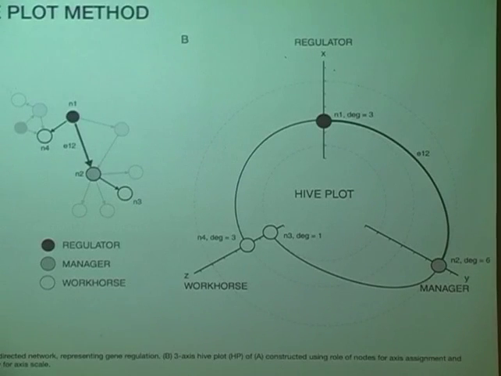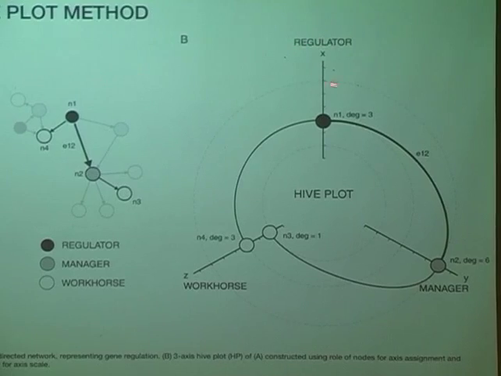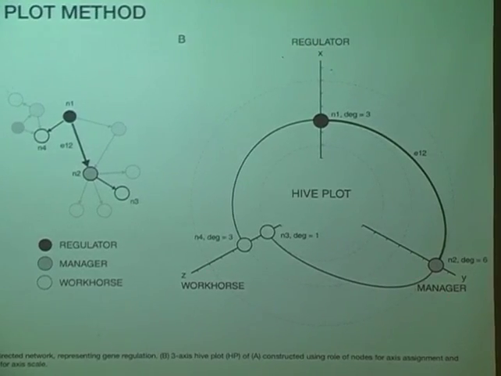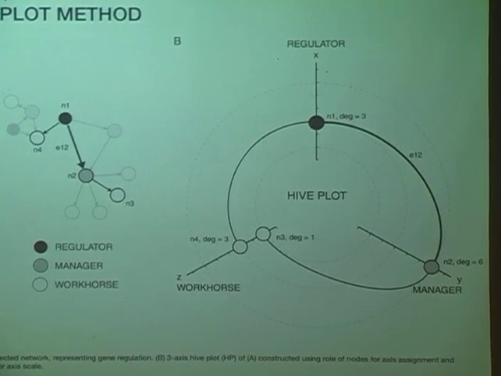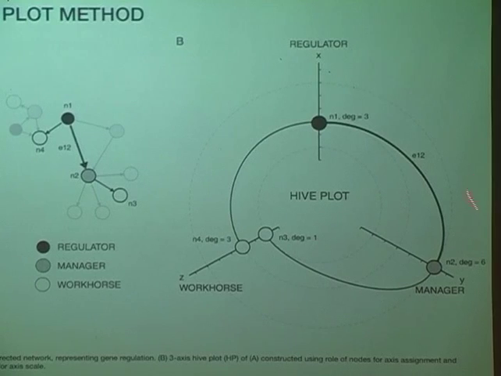But if you were to change the rules a little bit, things might be better. If you were to put the nodes on straight lines and put the regulators on this axis and the managers on this one and the workhorses on this one and position them based on their connectivity, suddenly you're capturing useful network properties and putting them down in a quantitative way, like a scatter plot.